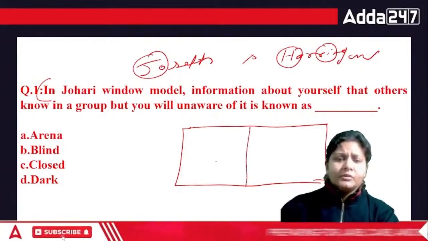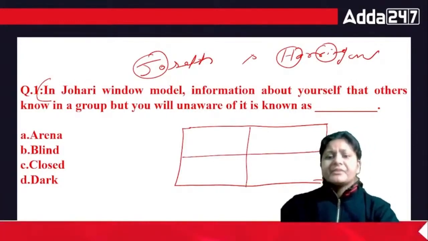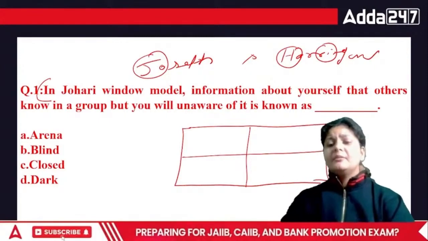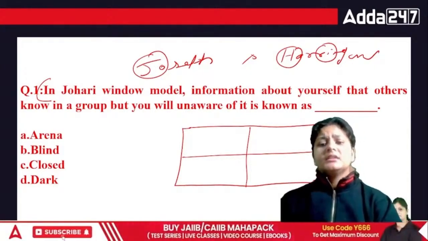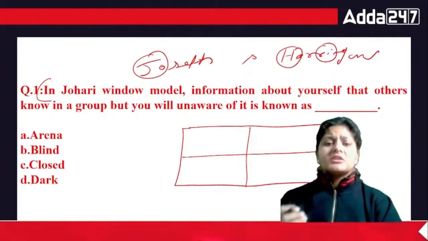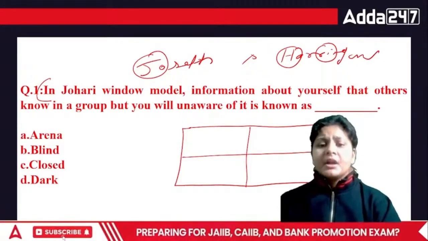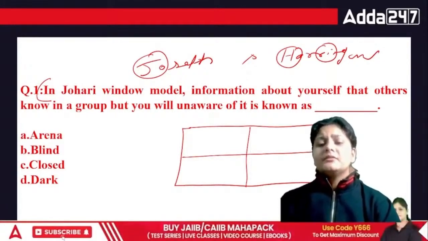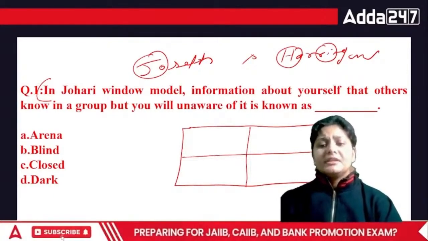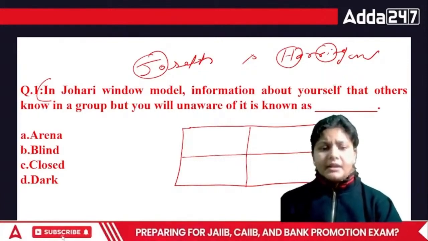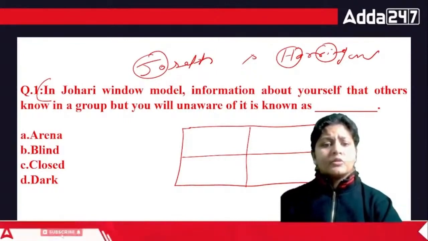Basically the Johari window is a technique designed to help people better understand their relationship with themselves and others. That means how open they are with themselves and even with other people. So the Johari window is the method where we help people to better understand their relationship with themselves and others. In the Johari window we have 4 quadrants, total 4 quadrants.